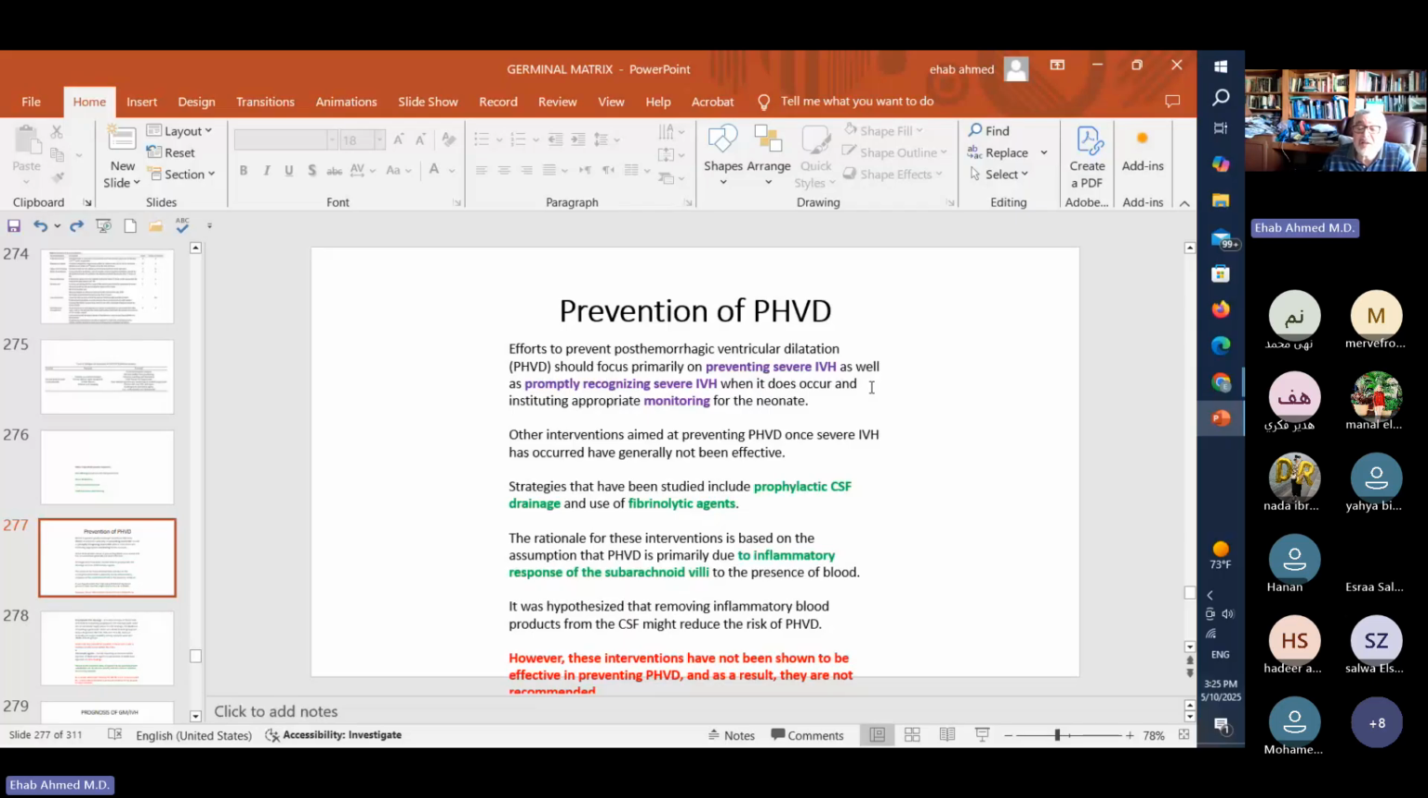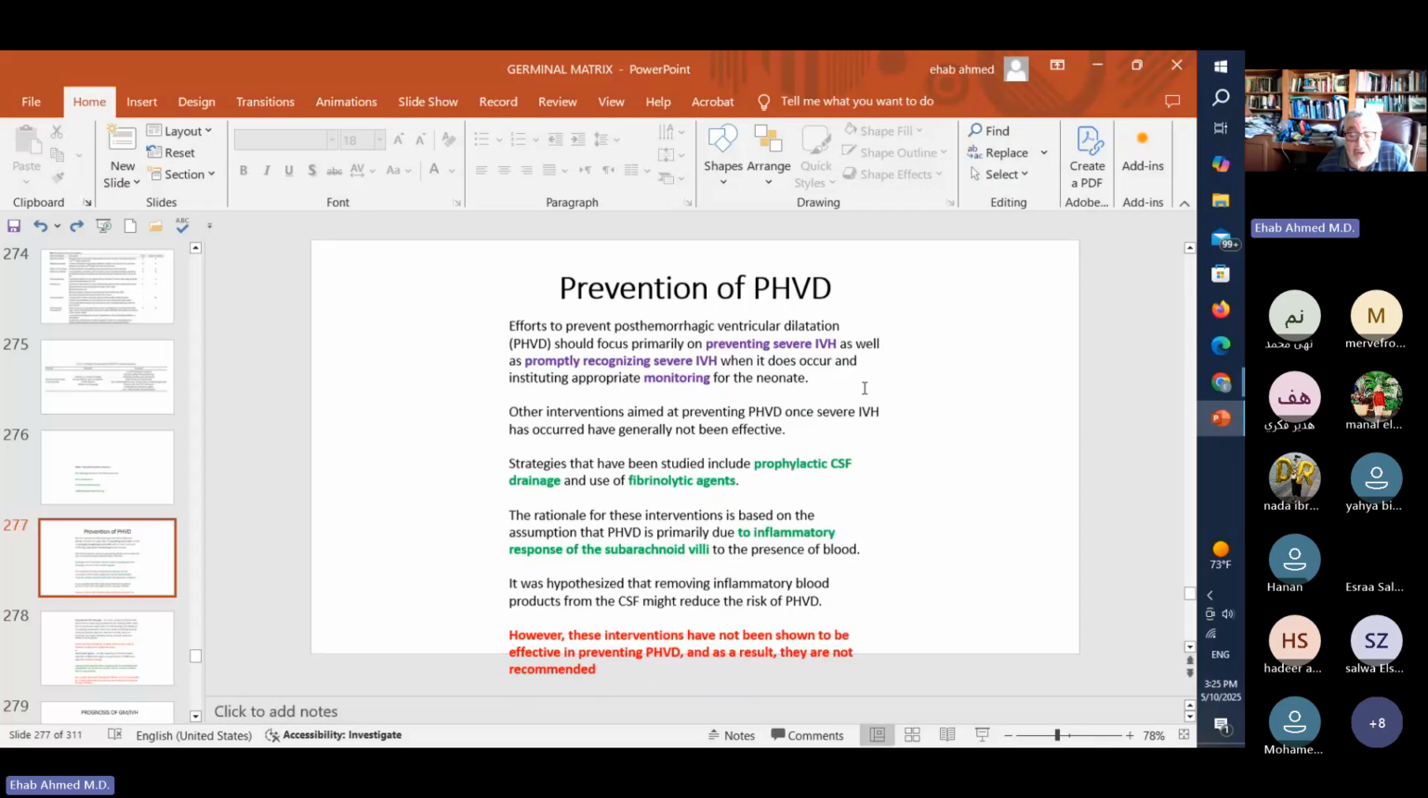So don't be excited if you diagnose grade 1 or grade 2 in the first day of life and say, okay, it's only grade 1. No, sir. You still have 7 days for this GM-IVH to progress. It can turn into grade 3 or grade 4, and then will turn into complications. So you have to do interventions as much as you can to prevent it.